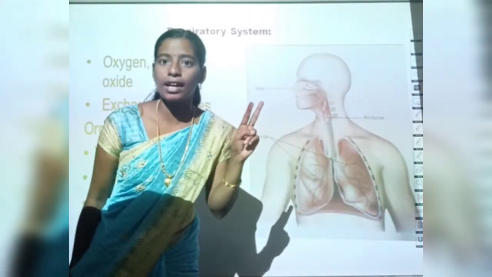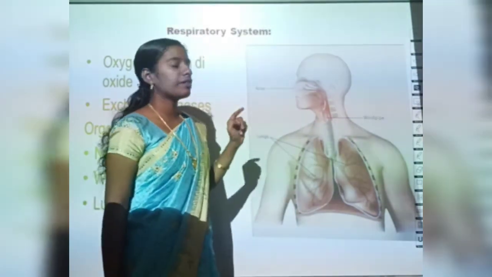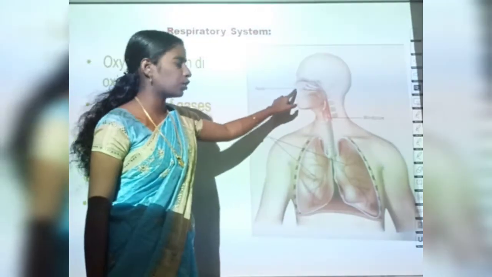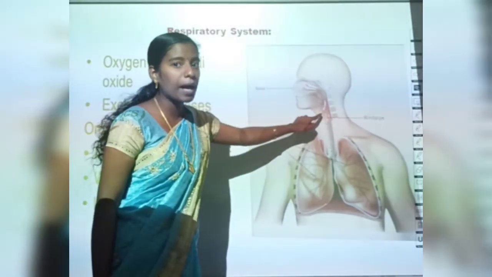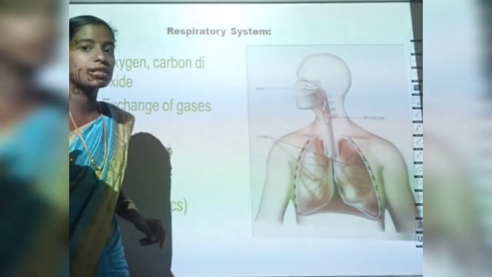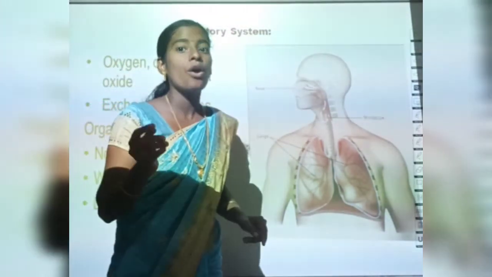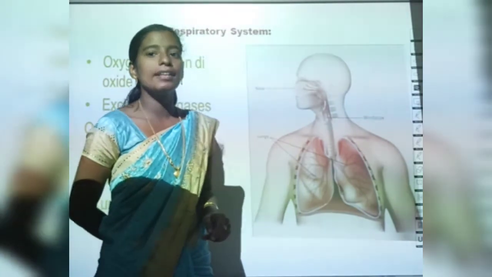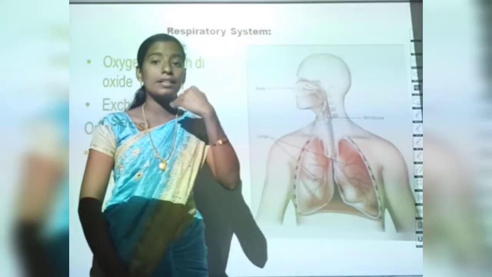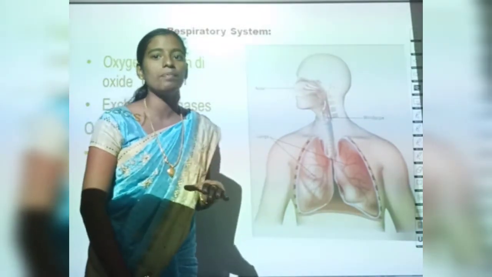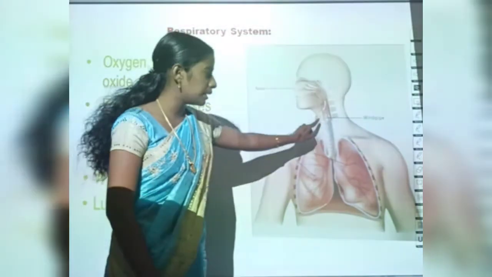So, the second organ is windpipe. First the air enters into the nose, then it travels to the windpipe. Like in the digestive system, the food travels through the food pipe, here in the respiratory system, the air we breathe, the oxygen we take in, will travel through the windpipe.